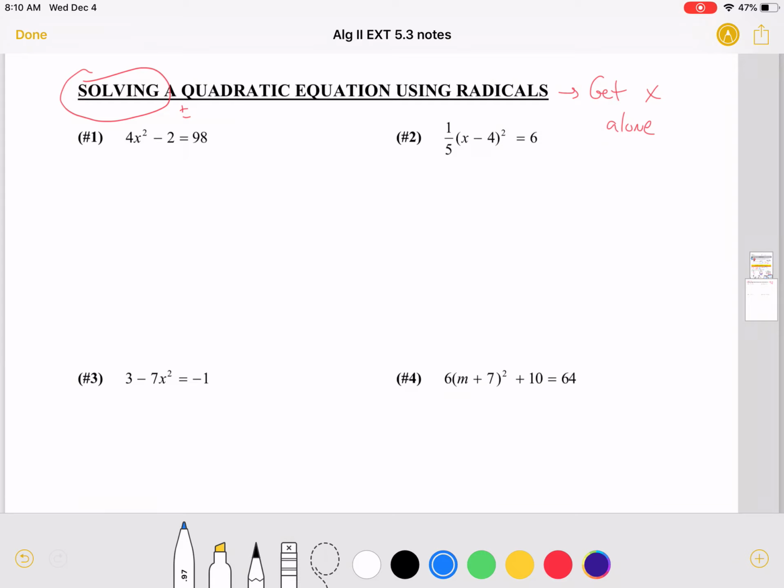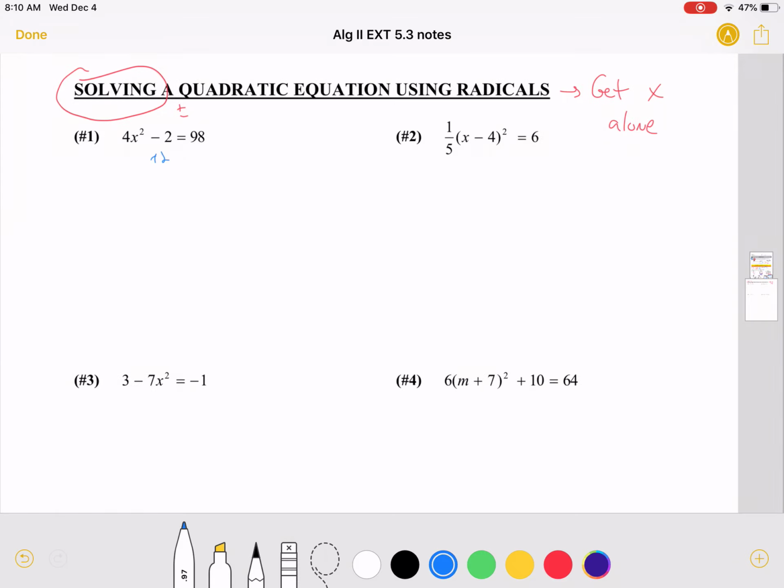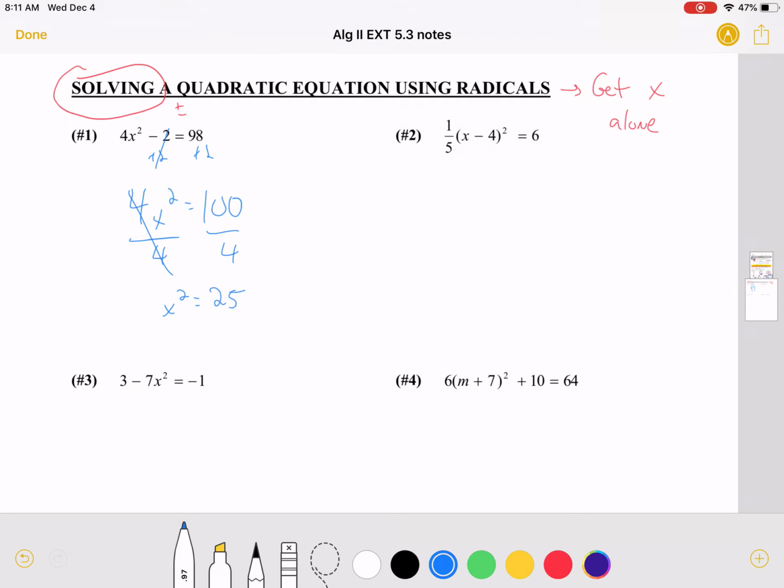So, right away, we need to get x alone here. So, what's the first step? Add 2. Now we have 4x squared equals 100. Now, the next step is to divide by 4. We now have x squared equals 25. Now we need to get rid of a square. And how do we get rid of a square? Well, we take the square root of both sides. The square root of x squared, all that does is get rid of the square. We now have x equals, the square root of 25 is 5, but it could be positive or negative. Plus or minus 5, final answer.